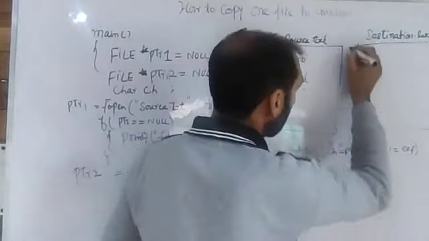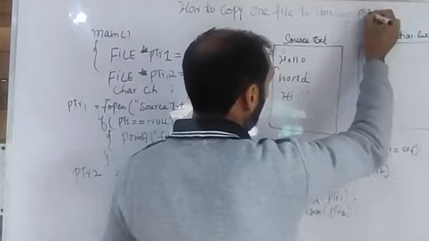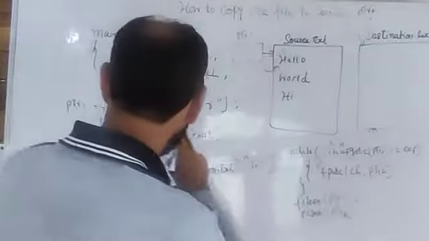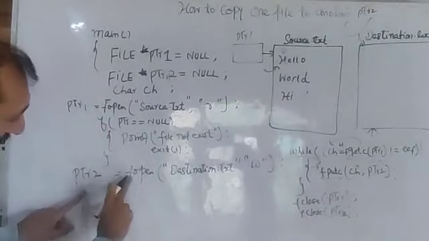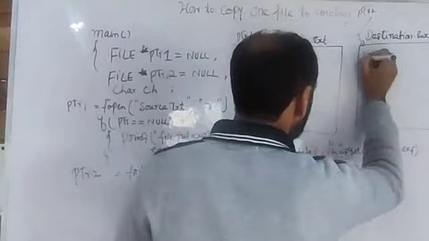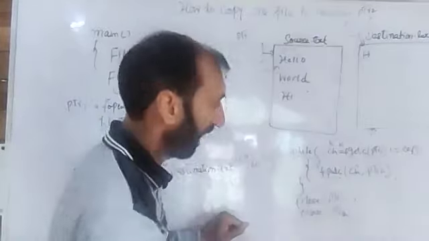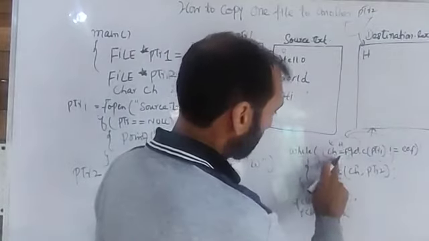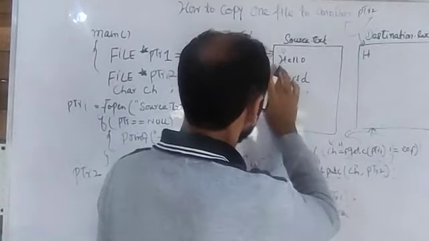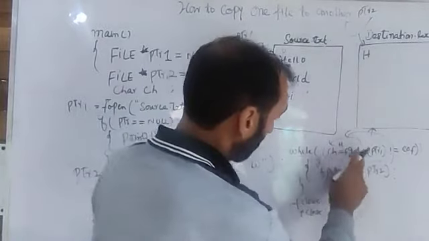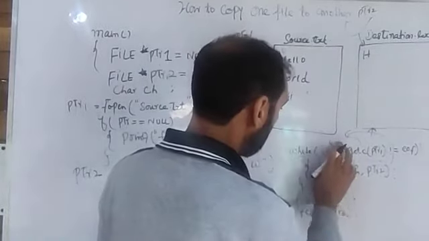We know that ptr2 points to this file, the destination file, because here we have used ptr2 to open the destination file. So h will get written here. After that, again it will check the condition. This pointer will now point to the next location, e. Then it will fetch the next location, that is the e.